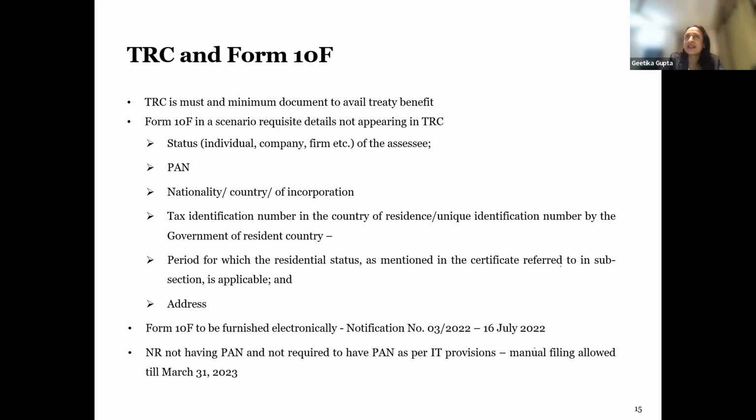What I even understand is that when the issuing of Form 10F became online, certain companies were able to file it even without the PAN of the authorized signatories. But again, there is a notification from the tax authorities that non-residents who are not having a PAN and who are not required to have a PAN can manually file 10F. Which itself clarifies that PAN is not a mandatory requirement.